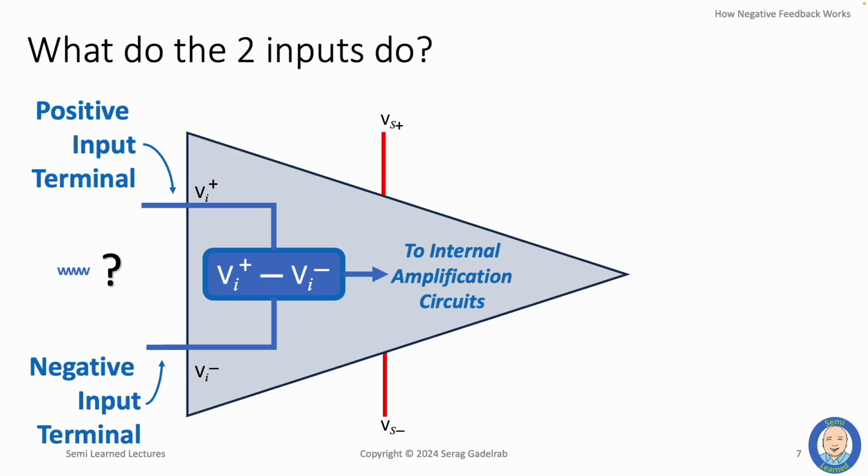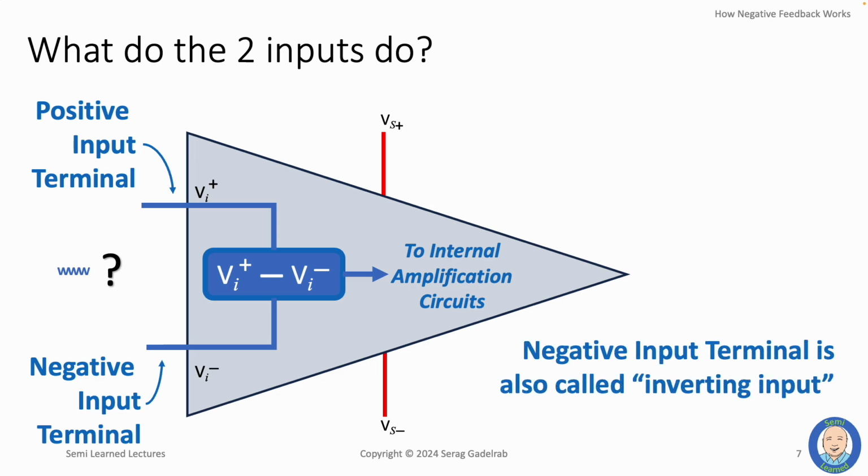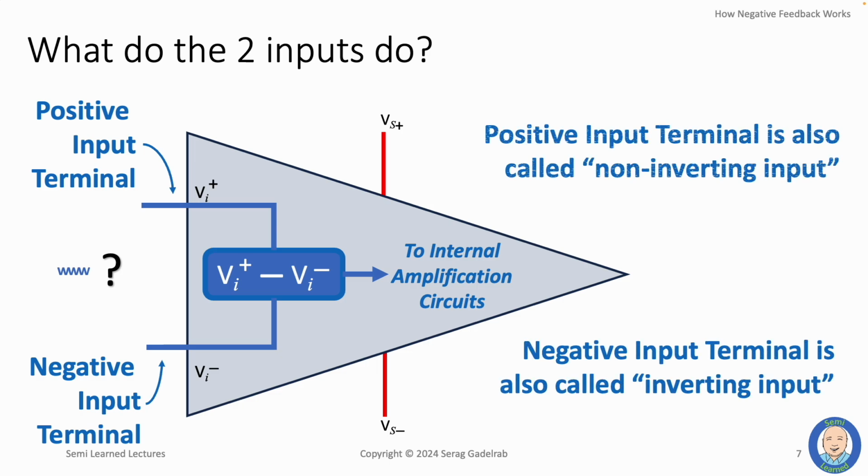In textbooks and in lectures, the negative input terminal is often called the inverting terminal, while the positive input terminal is called the non-inverting terminal. But we prefer to refer to them as the negative and positive input terminals to better match the Vin- and Vin+ symbols that are often used in op-amp circuit diagrams.